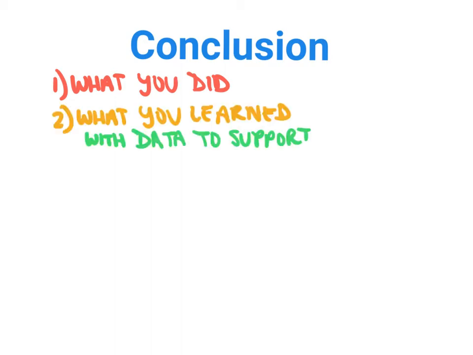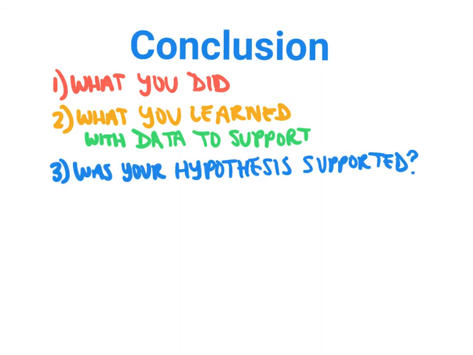The second part is what you learned in the experiment. So how did the amount of light affect the bubbles it produced? And you want to give the specific data points or the trends that you analyzed that support this relationship that you learned. And finally, the third thing you want to explain is whether or not your hypothesis was supported.